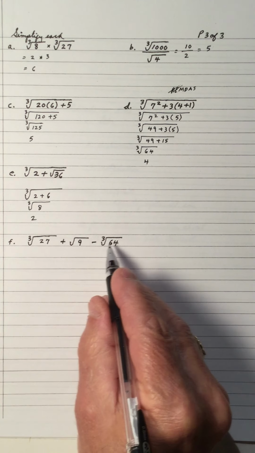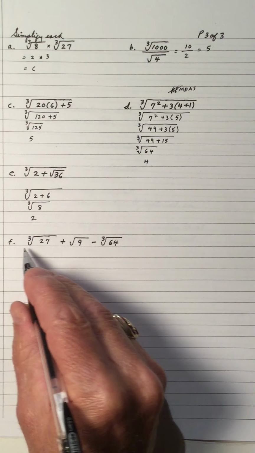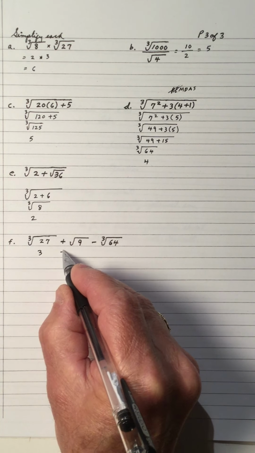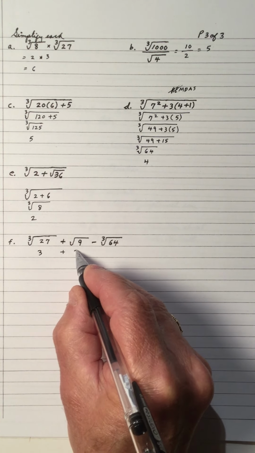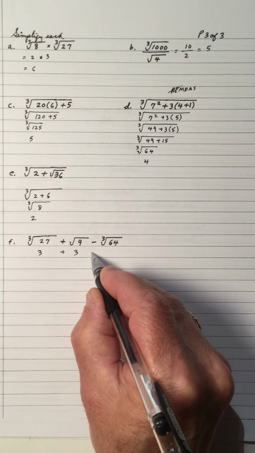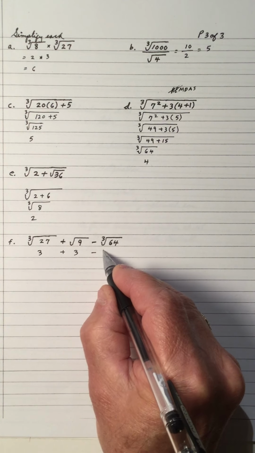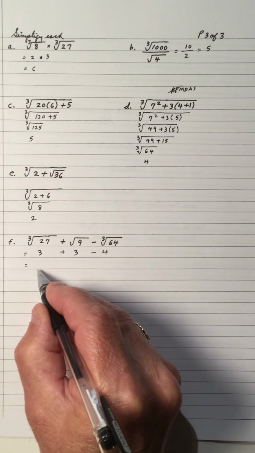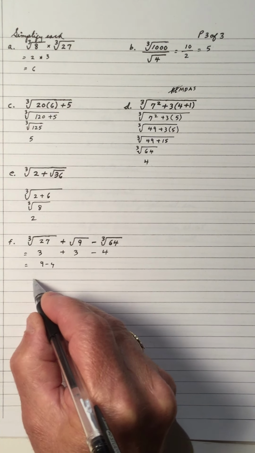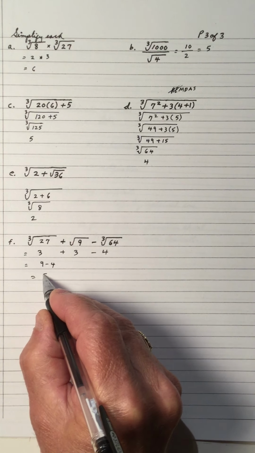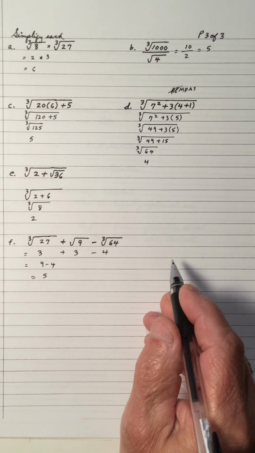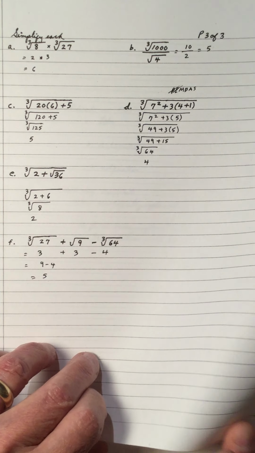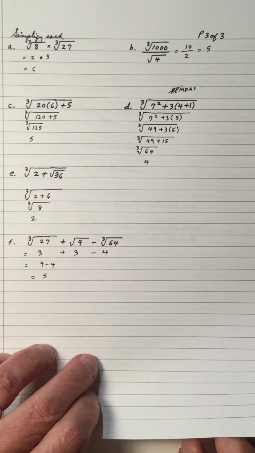And F, let's see, the cube root of 27 is 3. The square root of 9 is 3. And the cube root of 64 is 4. So we have to add and subtract from left to right. So that's 9 minus 4, which is 5. Again, the cube roots, perfect cubes. This is just reviewing in relation to the perfect cubes.